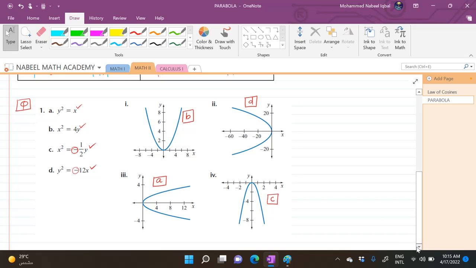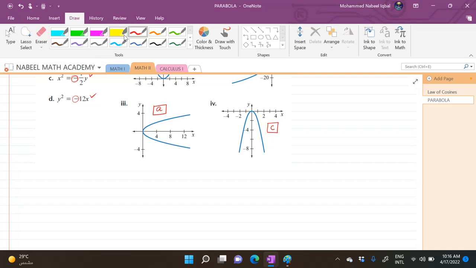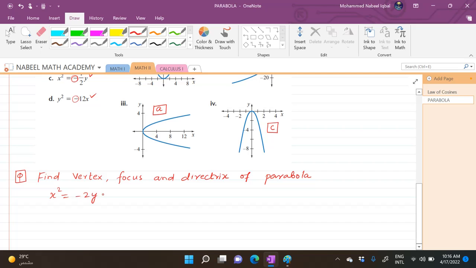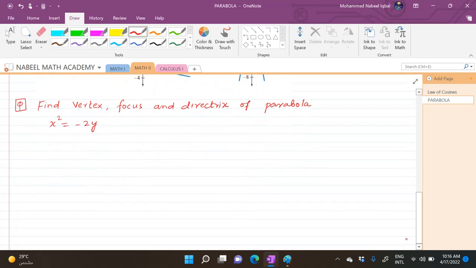We will discuss the next one. Find the vertex, focus, and directrix of the parabola. This is x square equals minus 2y. I have to write it in the standard form first. So how will you write this one in the standard form?